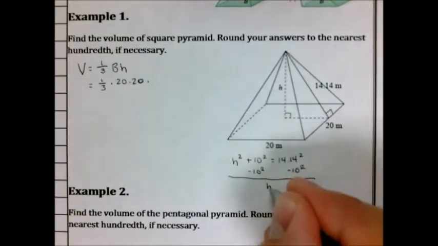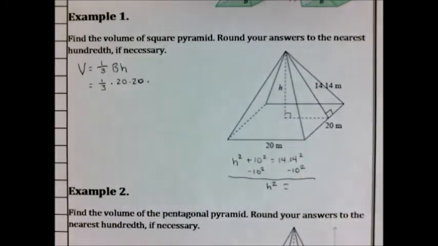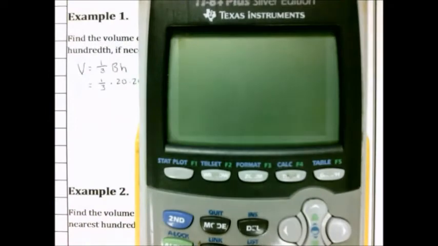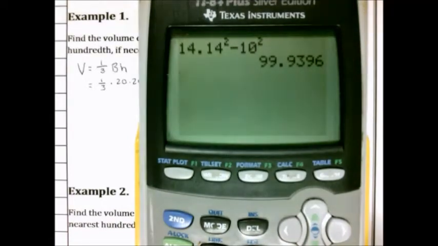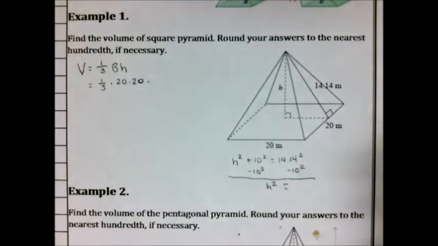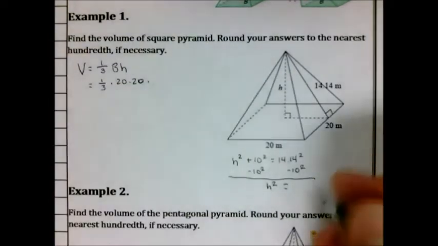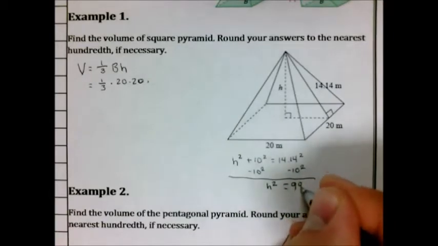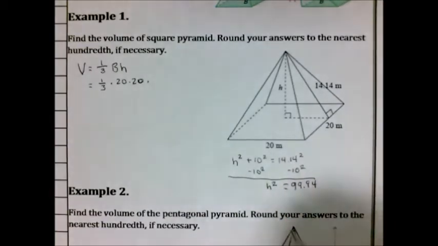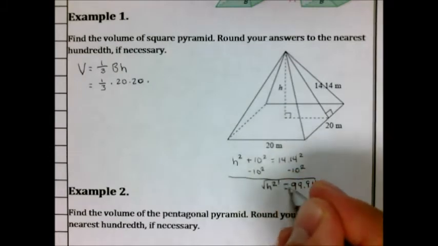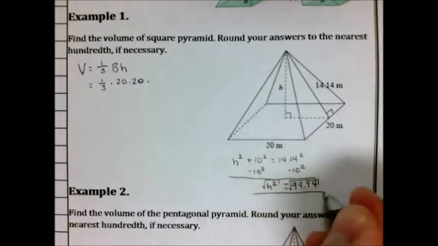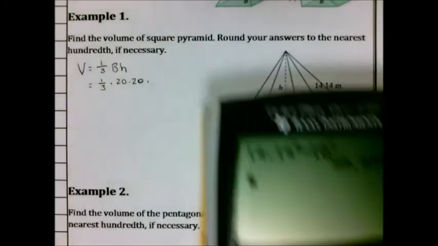And we get h squared is equal to, at this point that's when I use a calculator, because I don't know what 14.14 squared is. And we're going to subtract 10 squared from it, which is 100. And we get 99.9. We're rounding to the nearest hundredth though, so we'll go 99.94. And remember that at this point we still have to take the square root of both sides to end up getting h is equal to, well, wait up. Let's use this whole number still.